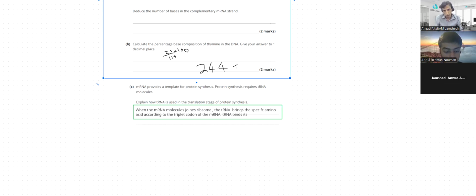When the messenger molecule joins ribosomes, the transfer RNA brings a specific amino acid according to the template triplet code of the mRNA.